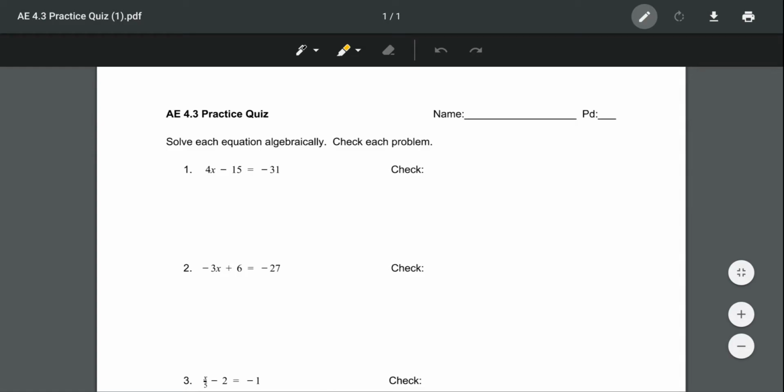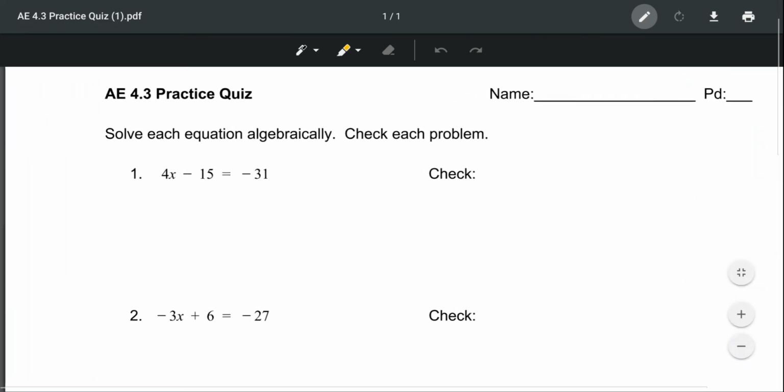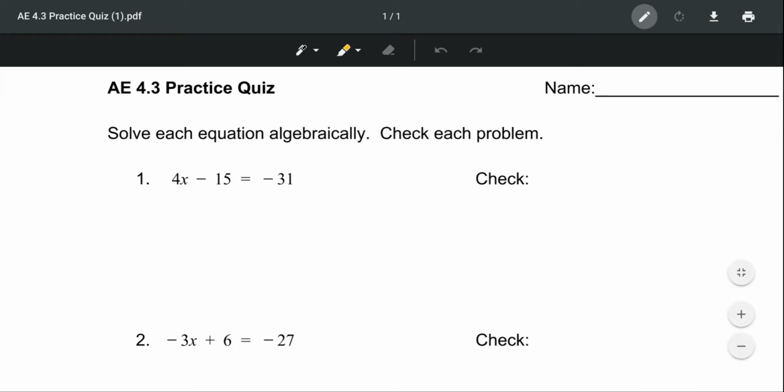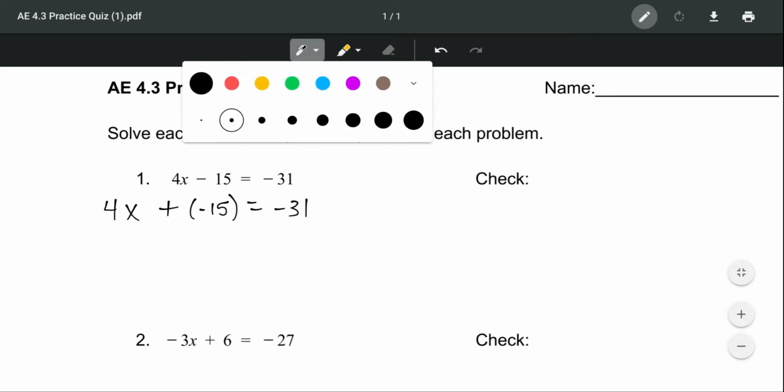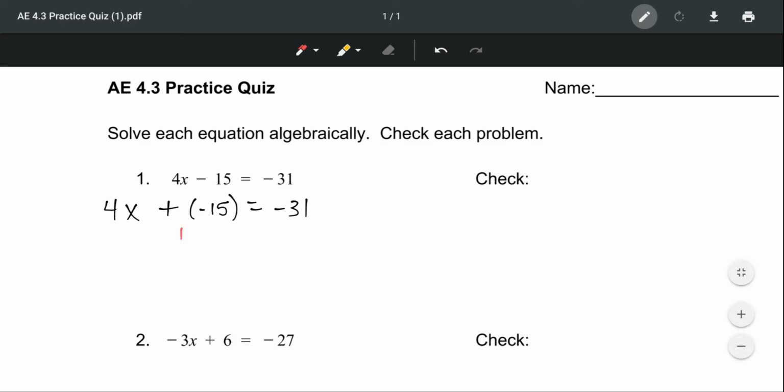So in this lesson, we will go over the 4.3 practice quiz. So first thing in number 1, you have 4x minus 15 equals negative 31. Rewrite subtraction as addition. So you have 4x plus negative 15 equals negative 31. To solve for x, first add positive 15 to both sides of your equation.